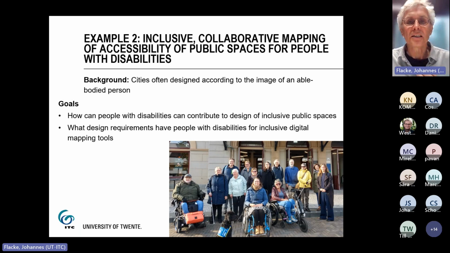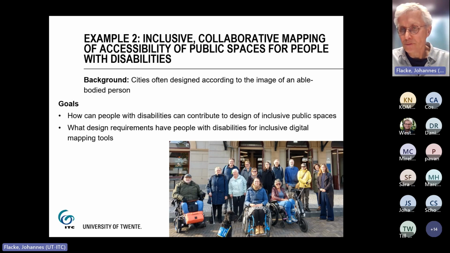Our goal in this study was to find out how we can design such a mapping tool on a map table that can be used by people with disabilities, so that they can then contribute to the design of inclusive public spaces. So the second goal was what design requirements people with disabilities have for an inclusive mapping tool. Here we address both levels of co-design. We co-design the tool together with them, which I will show in the next slide. But in the end, the tool should enable our stakeholders, the users of the tool, to co-design public spaces that are more accessible for users in a wheelchair, being blind, or having auditory impairments.